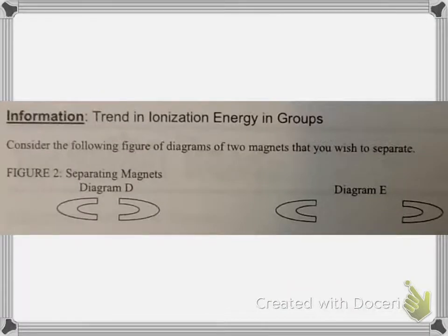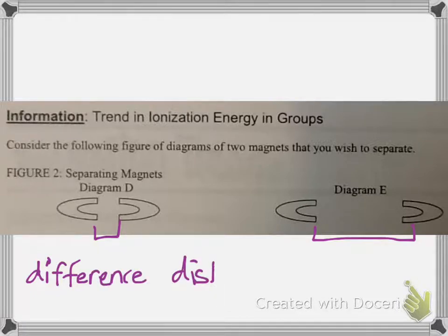Information. Trend in ionization energy in groups. Consider the following figure of diagrams of 2 magnets that you wish to separate. Figure 2, separating magnets, diagram D and diagram E. Notice the difference between them is the distance between the magnets.